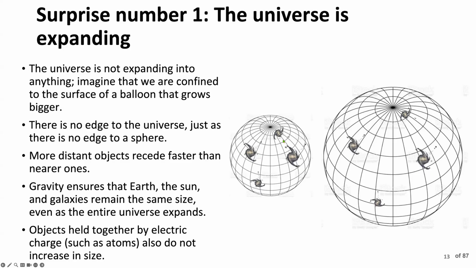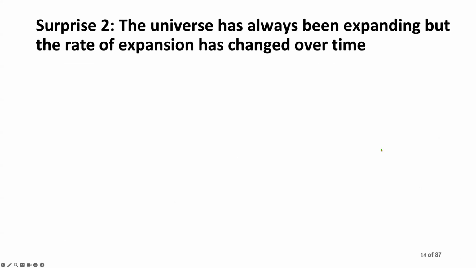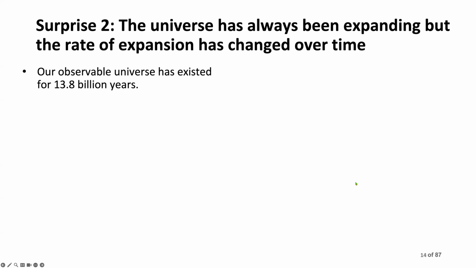Galaxies on the surface of a sphere. As the sphere grows, the galaxies don't get bigger, but they get farther apart. And you can see that as we compare these two images. The second surprise we find as we have a more mature understanding of the universe is that the rate of expansion of our universe has varied over its history. The universe has always been expanding, but the rate of expansion has not been constant. And I'll show you a graph of that in a second.